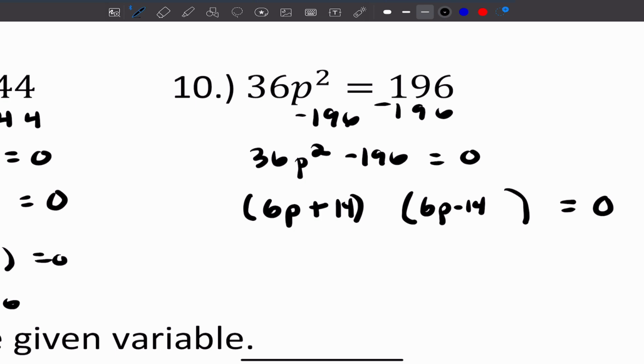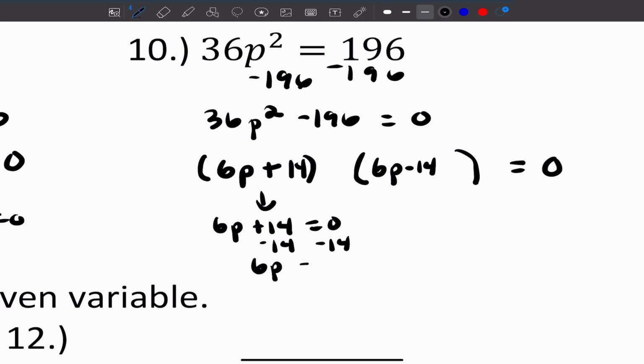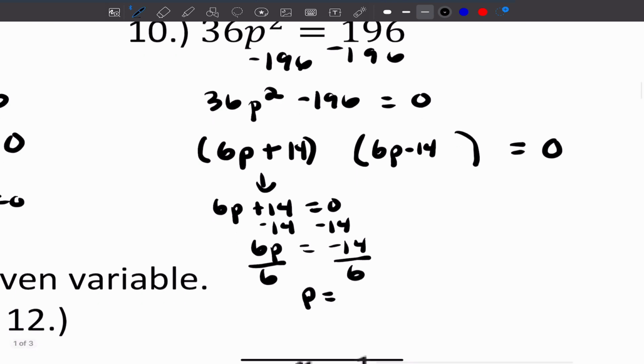And then, okay, so I'm going to take this, I'm going to do 6p plus 14 equals 0. Subtract both sides by 14. So 6p is equal to -14. Divide both sides by 6. P is equal to, well, I can reduce -14 over 6. That's going to be -7 over 6. And over here, I'm going to assume that's positive 7 over 6.